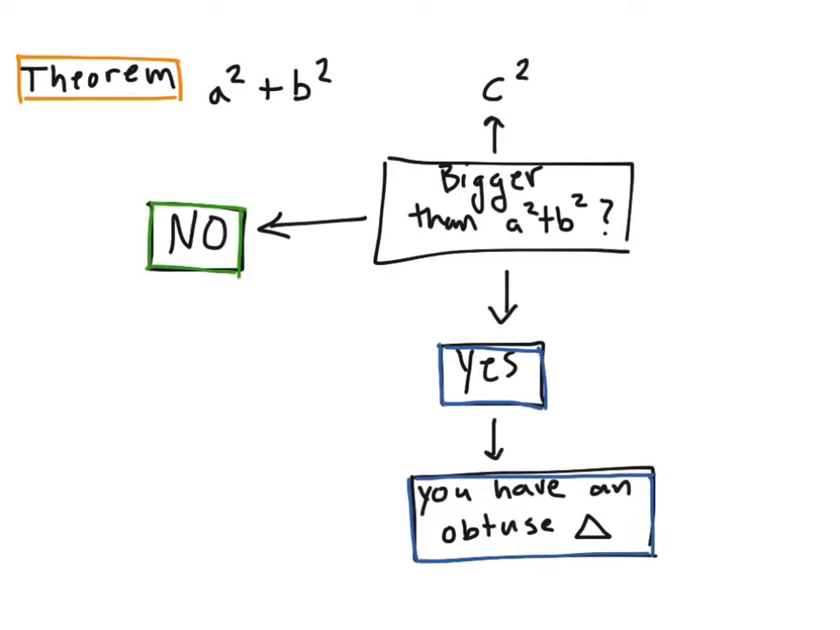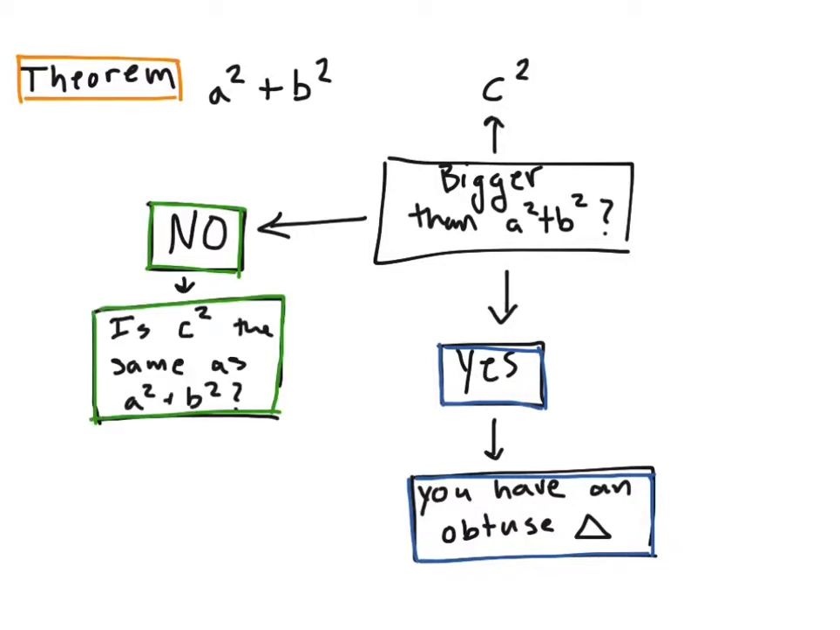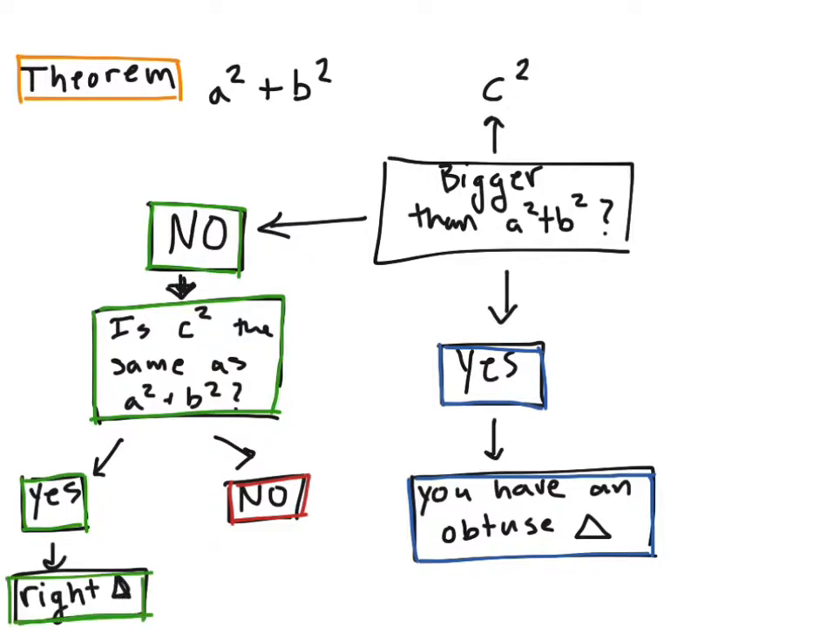Now there's a different situation for the no case. So is C squared bigger? No. Okay. Is it the same? Maybe you can't really see that arrow that much, but it's going downwards. Is C squared the same? That's yes or no. If it's yes, then you have a right triangle. We already decided that. If it's not the same, then you have an acute triangle, because that just means it's smaller. So that's one way to think about this.